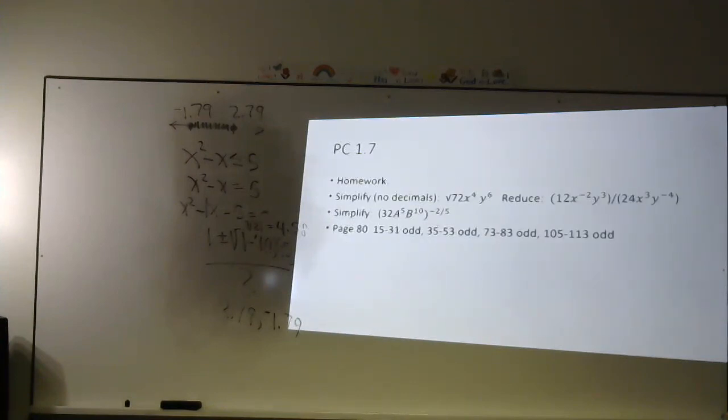Here is the homework. Take note, there is a couple of extra problems. We're getting toward the end of this chapter, and I wanted to remind you of some of the things we've been doing thus far.